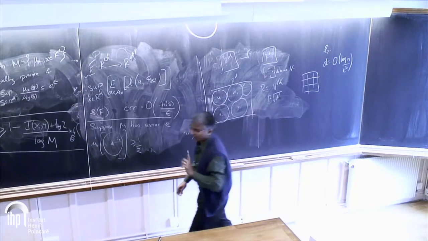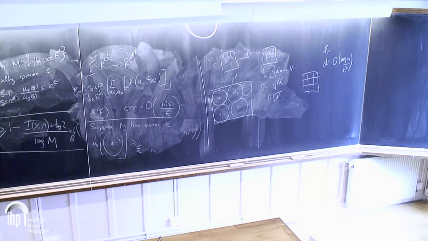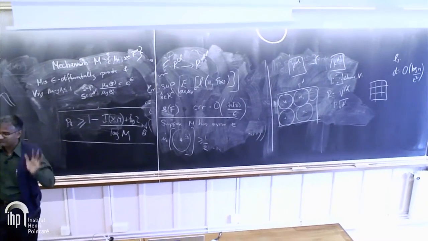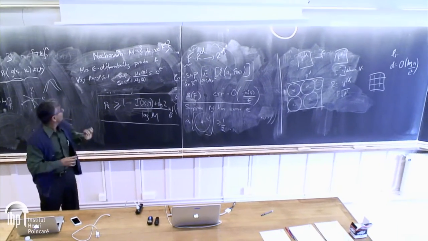So I should say, though, that in this particular proof, I should have mentioned this, they assumed that F was a linear map. So you can make assumptions about what F is doing.